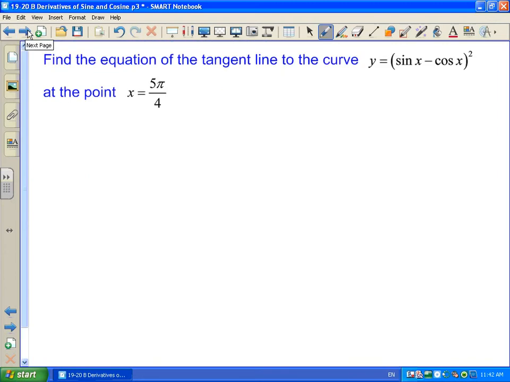First example. Find the equation of the tangent line to the curve y equals (sin x minus cos x) squared at the point x equals 5 pi over 4. This is a standard question. We've asked you a million times how to find the equation of a tangent line. We're just giving you a trig function now. So what is our first step?